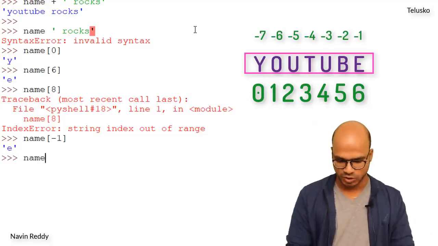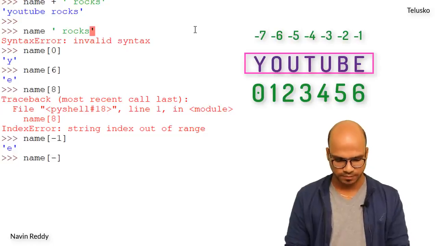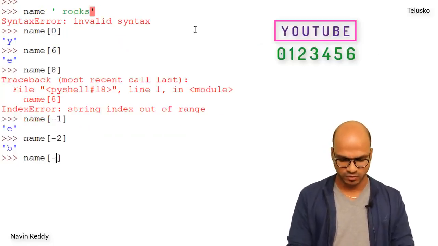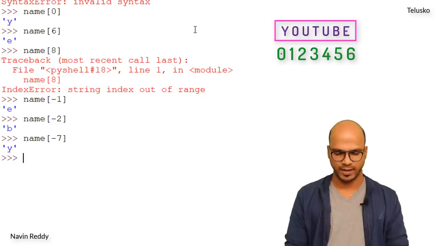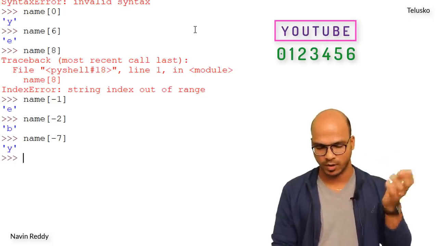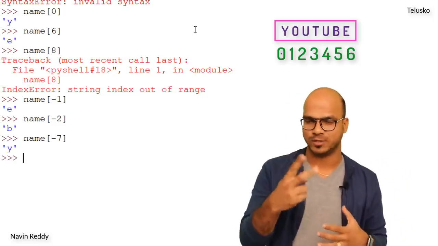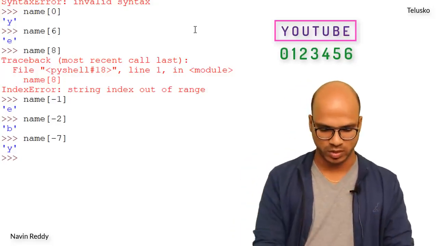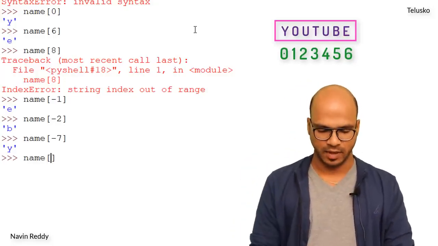That means if I say -2, it will give you the second last letter, which is B. That's right. And if I say -7, which will be the first one, right, which is Y. Oh, it works. It goes in reverse order now. Now what if I want to print 2 characters, not 1? So let's say I want to print Y and O. So in this case, I will say name, and I will start with 0.